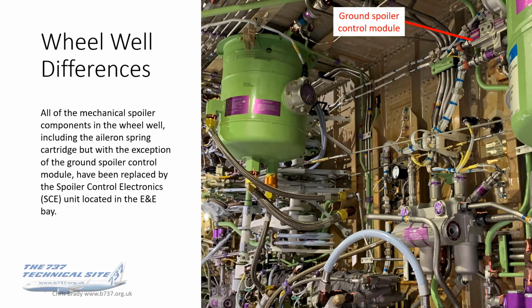You remember the huge white unit that hung on the wall there? That was the spoiler mixer ratio changer. That's gone. That had been on there since the very first Boeing 737 back in '65, and that's gone. So all of the mechanical spoiler components in the wheel well, including the aileron spring cartridge, but with the exception of the ground spoiler control module, which is the unit I've labelled up there in the top right of the picture, that's the sole survivor. They've all been replaced by the spoiler control electronics unit, which is in the E&E bay.